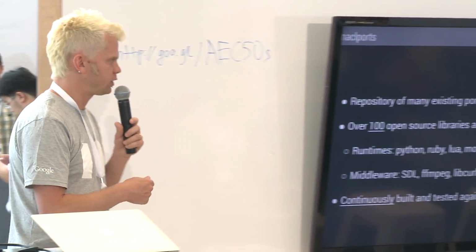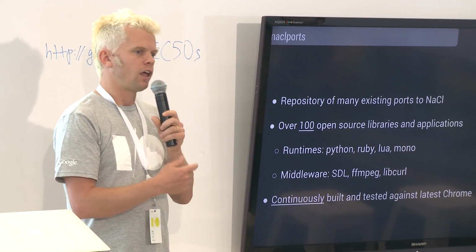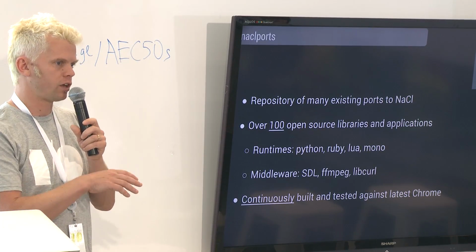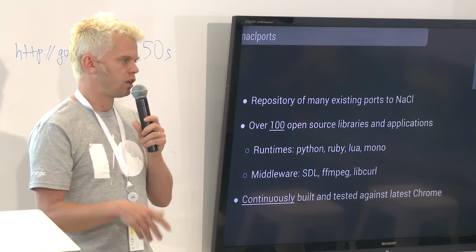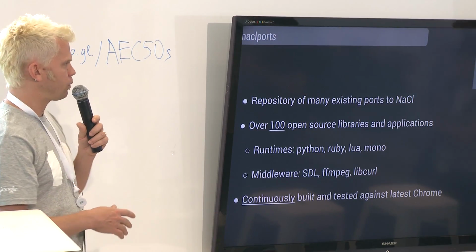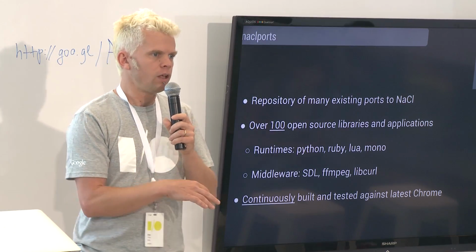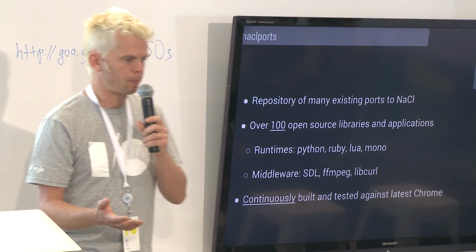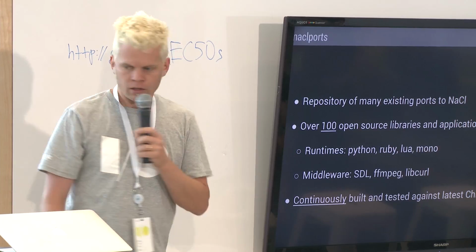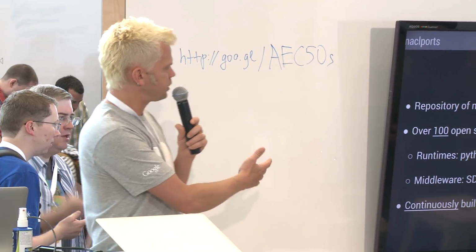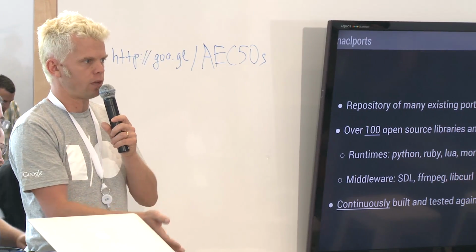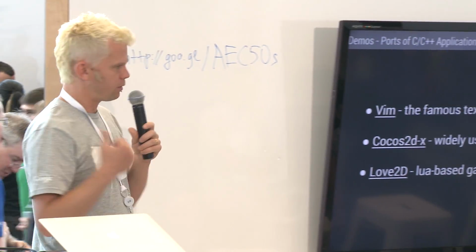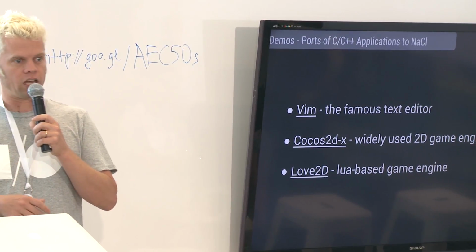So one of the things that PNaCl has facilitated is the growth of the NaClPorts project, which is a repository online of existing applications and libraries that have already been ported to native client and run in Chrome. And we have over 100 libraries and applications there today. Things like language interpreters like Python, Ruby, and Lua that all run in Chrome, and middleware like FFmpeg or SDL that you can take advantage of today if your application needs that. And a lot of these ports have been facilitated by PNaCl, and many of them have zero modification from the upstream, thanks to this POSIX layer. So now I'm going to hand over to Ben, and we're going to show you some of the applications that are running live in Chrome today.